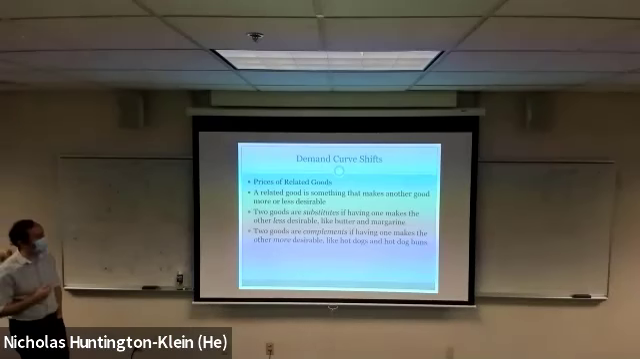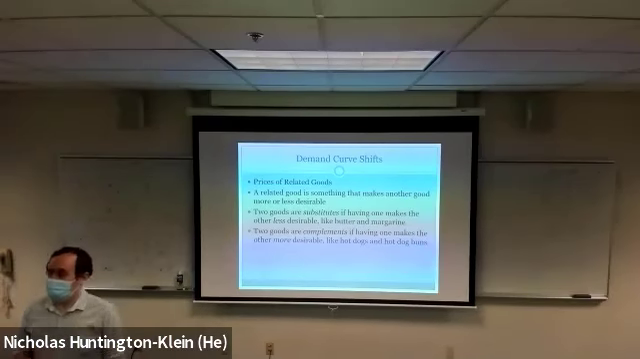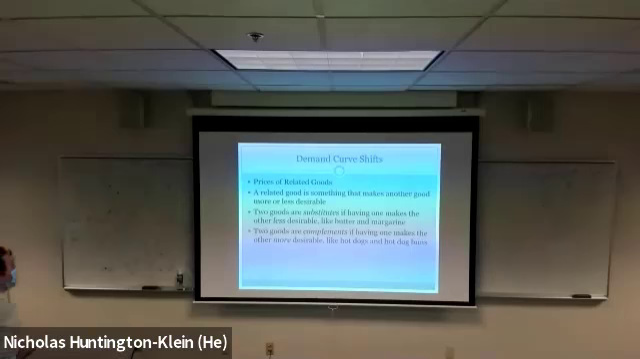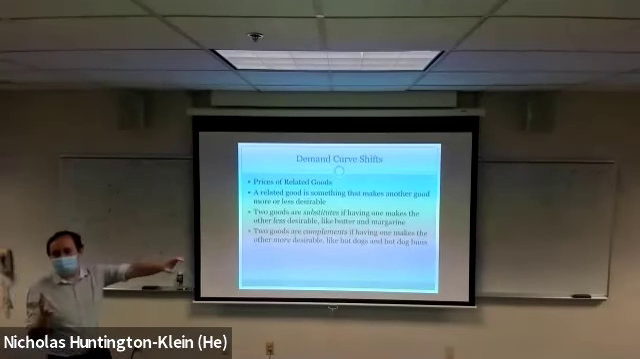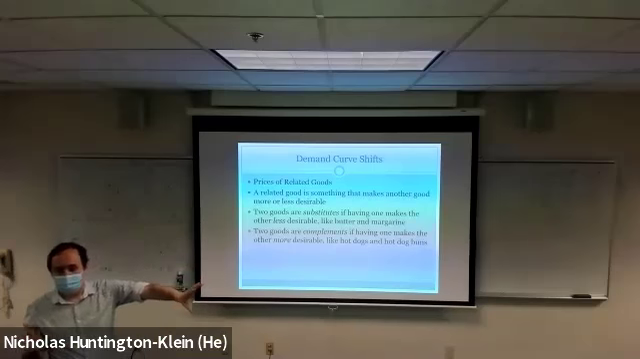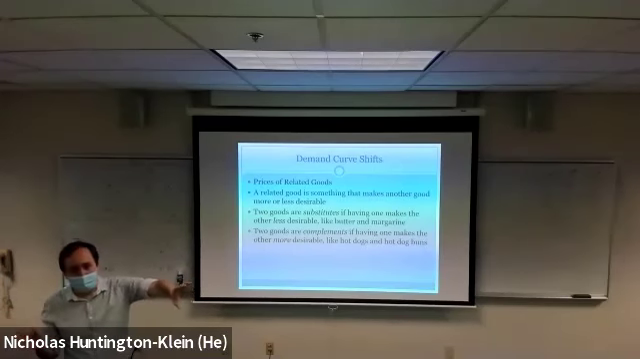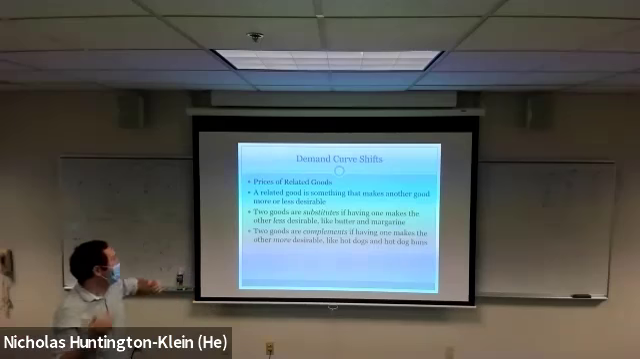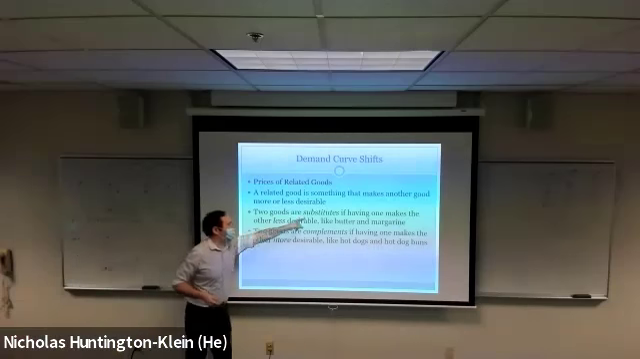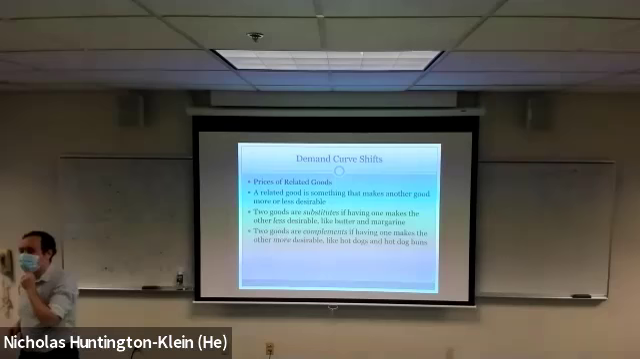Next, prices of related goods. What I mean by a related good is anything that, if you have one thing, it makes the other thing more or less desirable. And this can happen in 2 ways. It can make it more desirable or it can make it less desirable. So 2 goods are what are called substitutes if having one makes the other one less desirable.